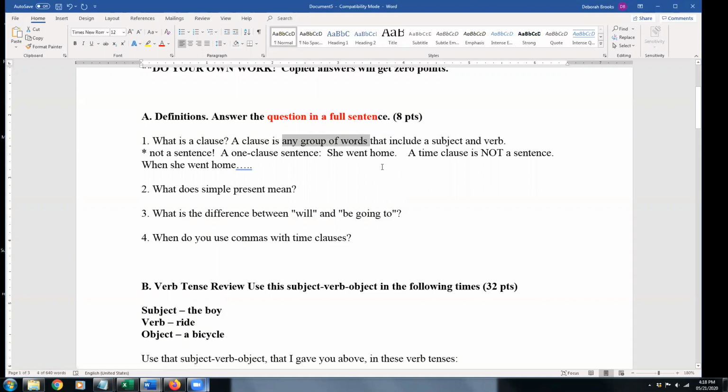So a clause is a group of words that include a subject and verb. It can have a lot of words in it. It usually has a conjunction. It usually has some other stuff, not just the subject and verb.